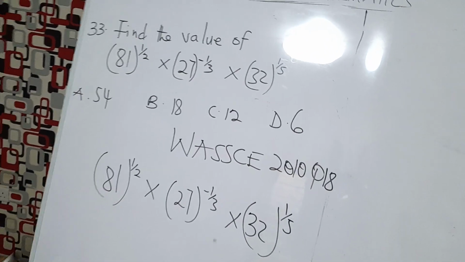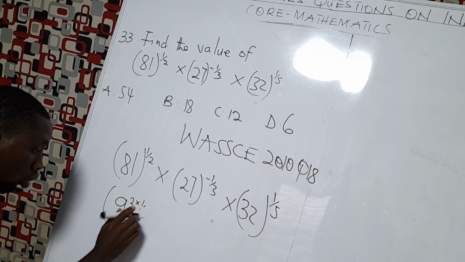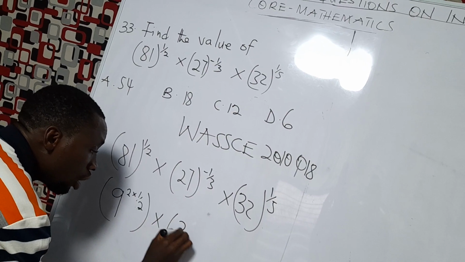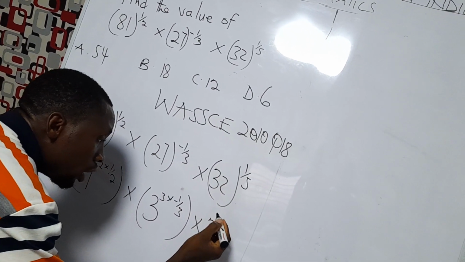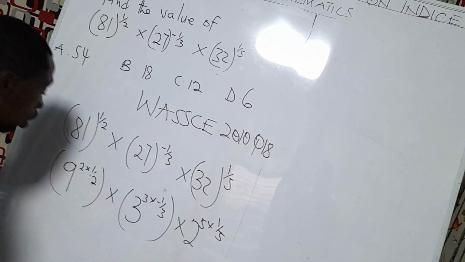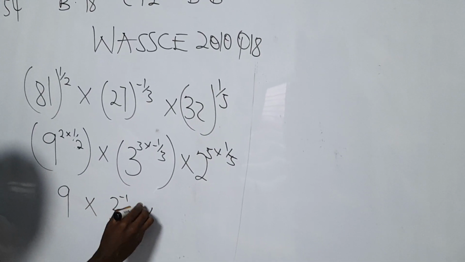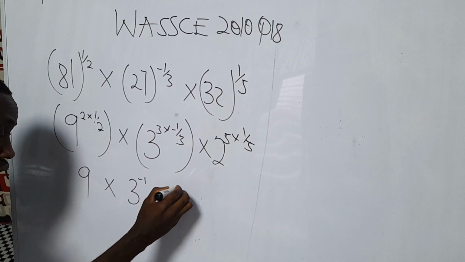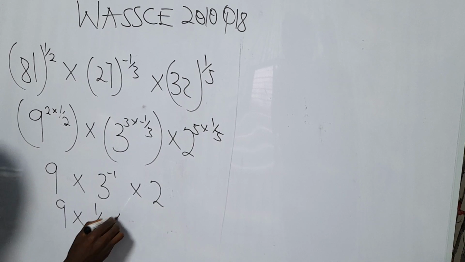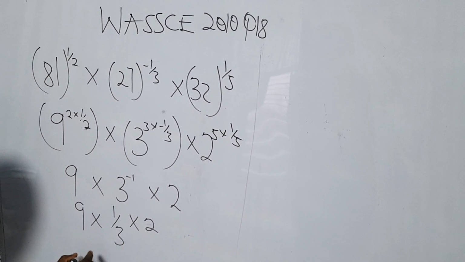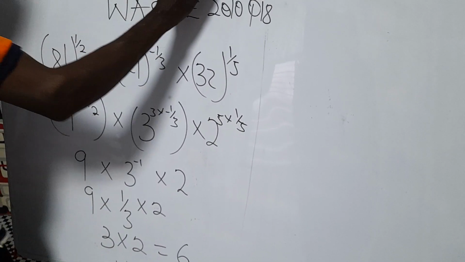We can change this 81 to 9 exponent 2, since 9 exponent 2 is 81, times 1/2. Then this 27 is 3 exponent 3, times negative 1/3. Then 2 exponent 5 is 32, so 2 exponent 5 times 1/5. So these two can divide out to have 9. Then these 3 can divide out, we have 3 exponent negative 1. Then 5 times 1/5 will be 1, so that will be 2 exponent 1, or let's say 2. So we have 9 times 3 exponent negative 1, which is the same as 1/3, then times 2. 9 times 1/3 will be 3. Then 3 times 2 is 6. So the correct answer then is D.